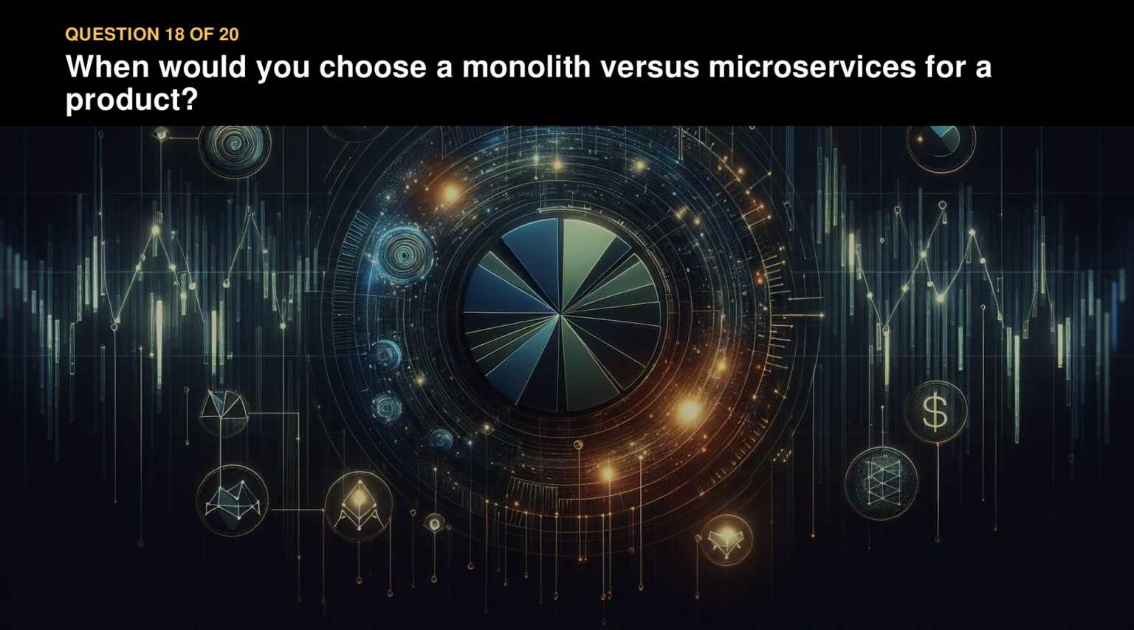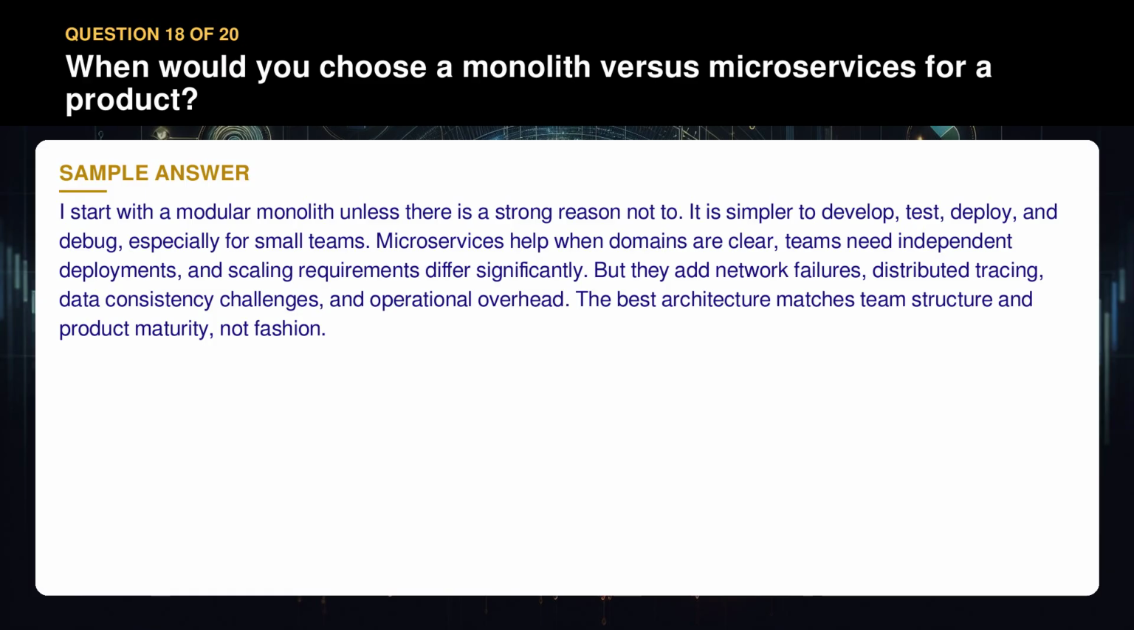Question 18. When would you choose a monolith versus microservices for a product? I start with a modular monolith unless there is a strong reason not to. It is simpler to develop, test, deploy, and debug, especially for small teams. Microservices help when domains are clear, teams need independent deployments, and scaling requirements differ significantly. But they add network failures, distributed tracing, data consistency challenges, and operational overhead. The best architecture matches team structure and product maturity, not fashion.